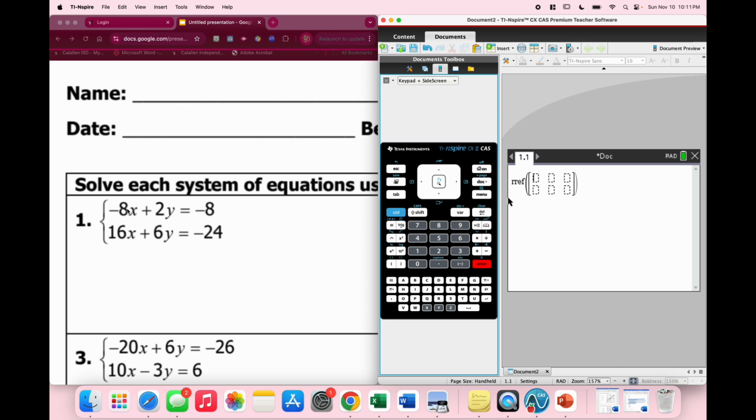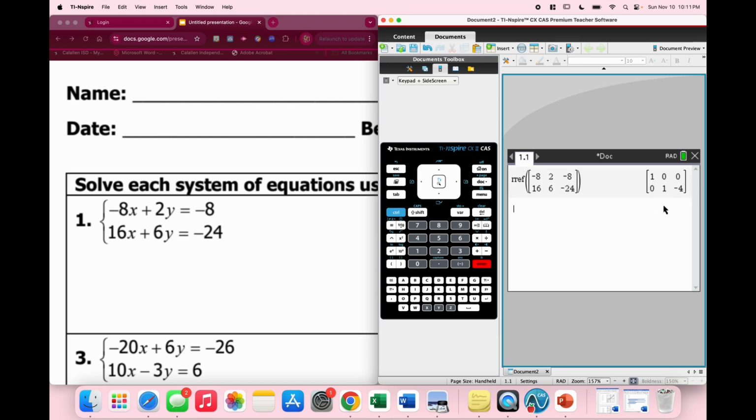All we're doing is entering in the coefficients of each variable for each equation. On the top row here, the coefficient for x is negative 8, then the coefficient for y is 2, and this is equal to negative 8. Now looking at the bottom row, my coefficient for x is 16. My coefficient for y here is 6, and then this is equal to negative 24.